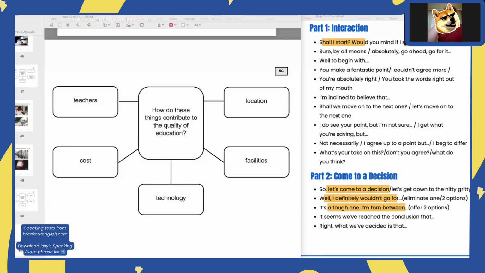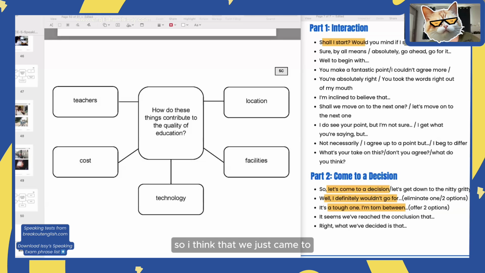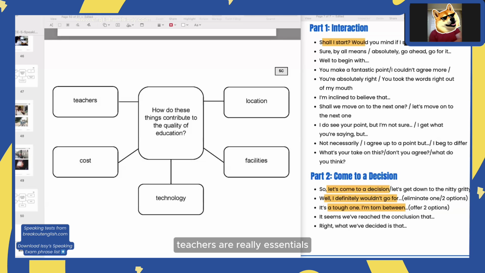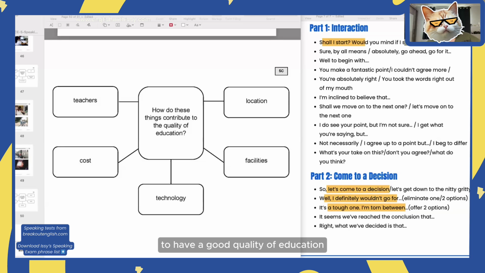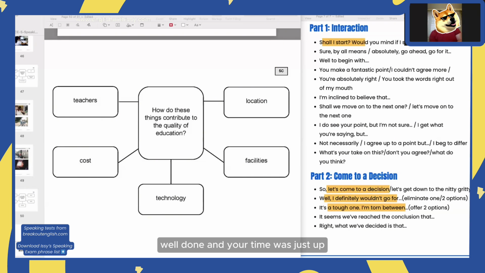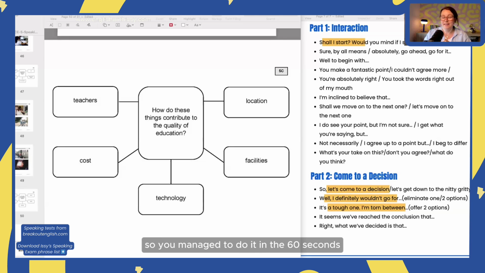Because, whatever, I don't think... So I know. I think that we just came to a decision that, yeah, teachers are really essential to have a good quality of education. Right, that's what we've decided. Well done. And your time was just up, so you managed to do it in the 60 seconds.